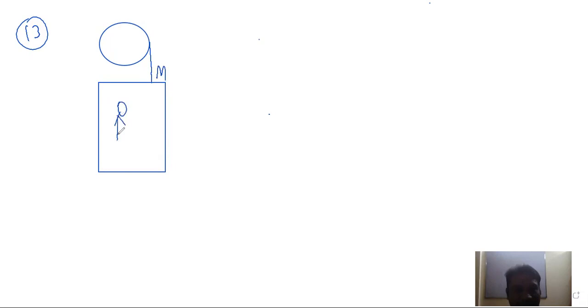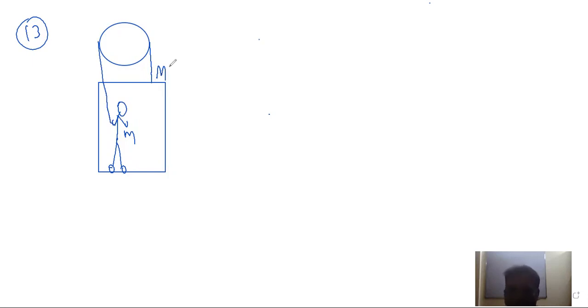So in question number 13, we have a lift. Let me show the lift here. And inside the lift, we have a man. And there is a pulley at the top, something like this. Now one end of this is connected to the lift of mass capital M, and we have a man here whose mass is small m, and this man is holding one end of the rope.